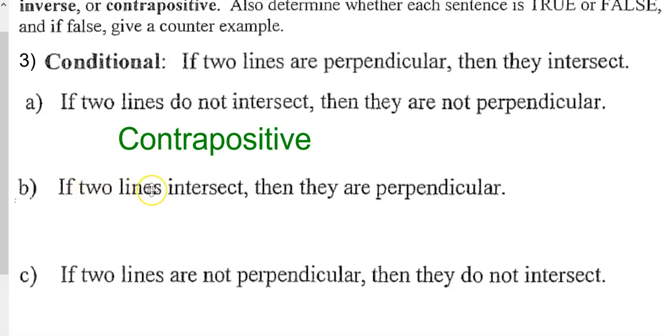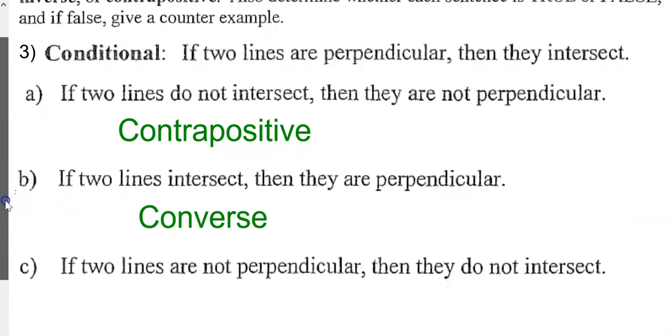So the next one is a negation. So I definitely want to think about that in terms of our negation there. If two lines do not intersect, then they are not perpendicular. So it reversed the order and negated both of those. So hopefully you know that's a contrapositive. B, if two lines intersect, then they are perpendicular. So all that was happening here is that we reversed it. Okay, so hopefully you realize that's the converse. Next, if two lines are not perpendicular, then they do not intersect. So the negation of the hypothesis and the conclusion, we did not reverse anything, so that is the inverse.